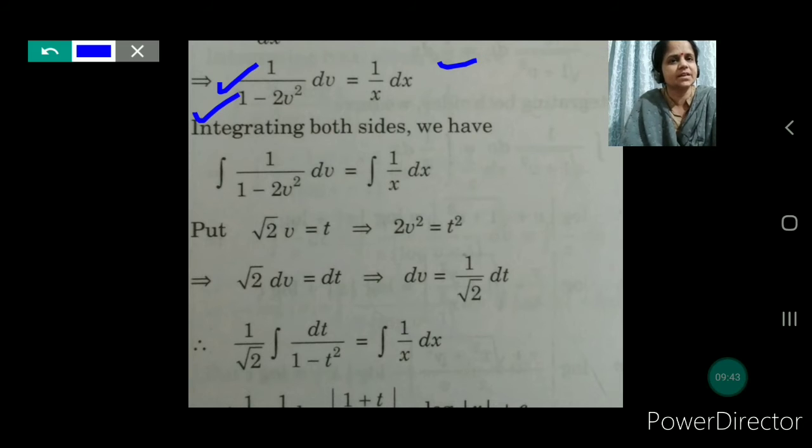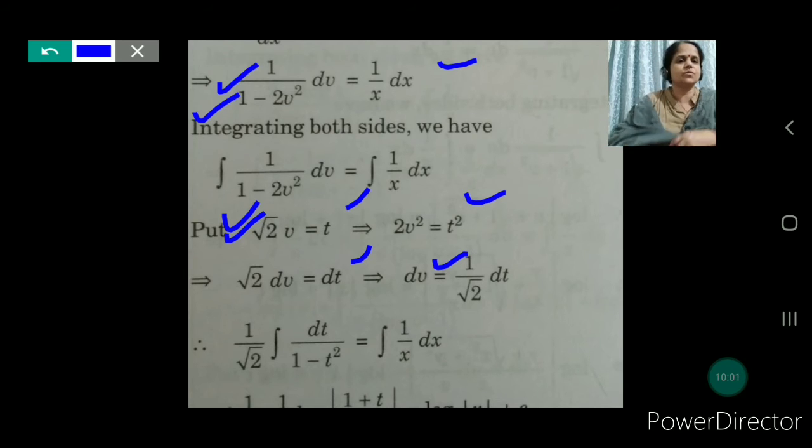Now integrating both sides. So for integrating, put under root 2v is equal to t. So 2v square is equal to t square, and the derivative of this, under root 2 dv is equal to dt. So dv is equal to 1 by root 2 into dt. Now the question changes to 1 by root 2 integration dt by 1 minus t square is equal to integration 1 by x dx. And now apply the formula of integration.